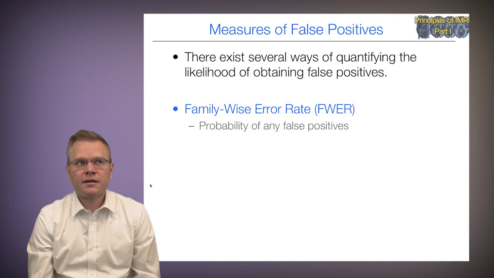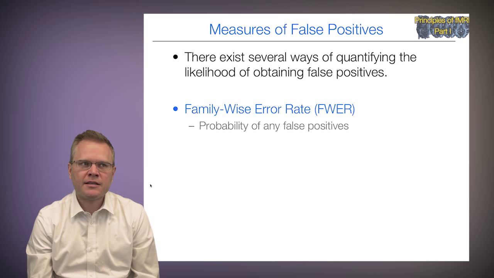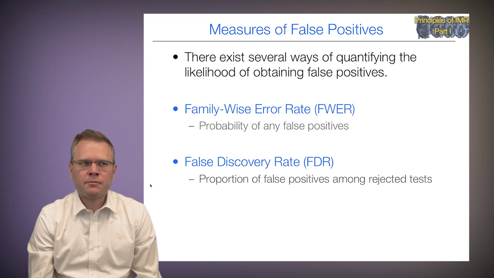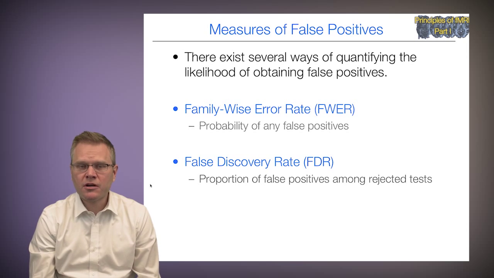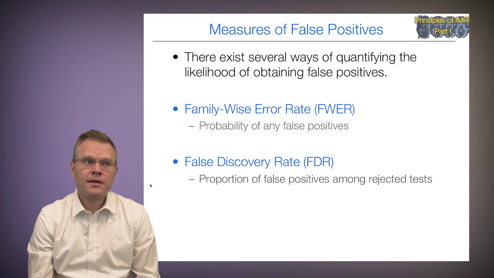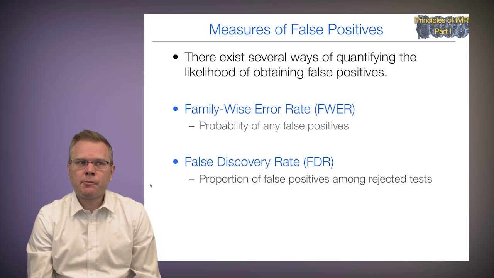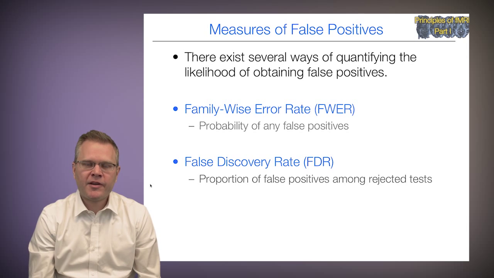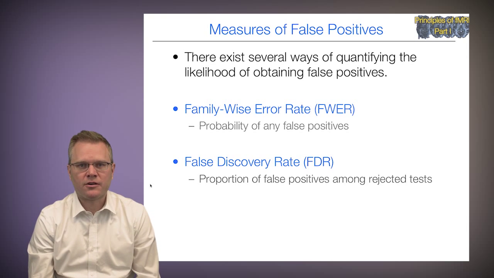There exist several different ways of quantifying the likelihood of obtaining false positives. One way is to control what's called the family-wise error rate, which is the probability of making any false positives. This provides a very strict control over multiple comparisons. So we want to guard against making any false positives at all. A little bit more lenient approach, which is becoming increasingly popular, is called the false discovery rate, or the FDR. The false discovery rate controls the proportion of false positives among all rejected tests. In the coming modules, we'll talk about the family-wise error rate and the false discovery rate in turn.